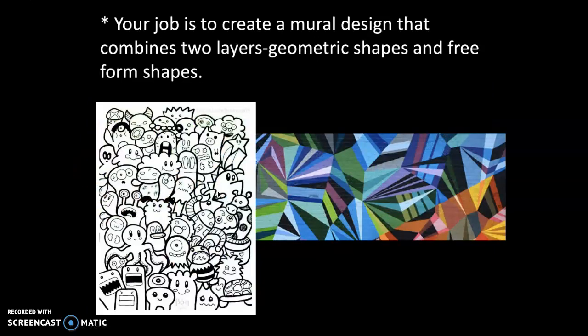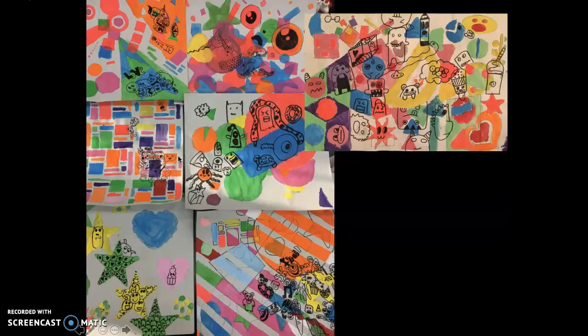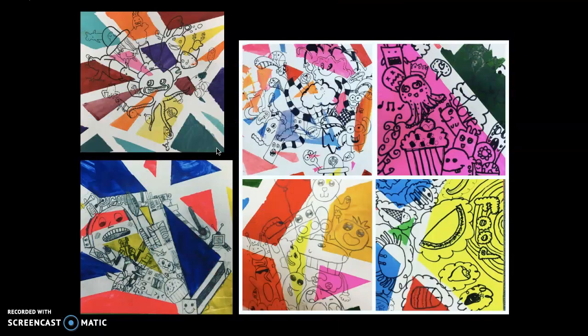So your job for this project is to create a mural design that combines two different layers, geometric shapes and freeform shapes. So let's find out how. Here's some examples from some fifth graders in the past who have created this project. If you look closely, you can see their two layers. Their colorful layer is their geometric shape layer. They drew this and then painted this, and then their second layer is their doodle layer. They drew this layer with a black marker. So they're combining two layers on top of each other, and the layers are working together to create one whole work of art. Here's a few more examples.